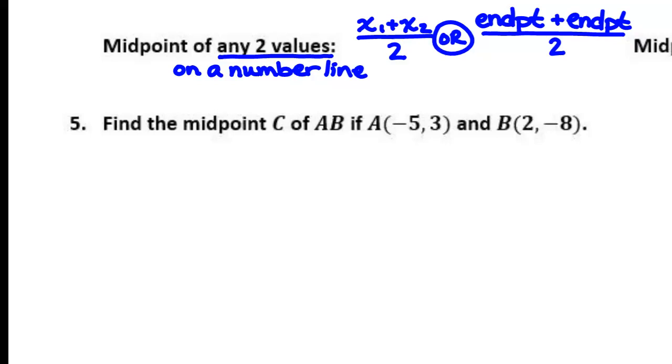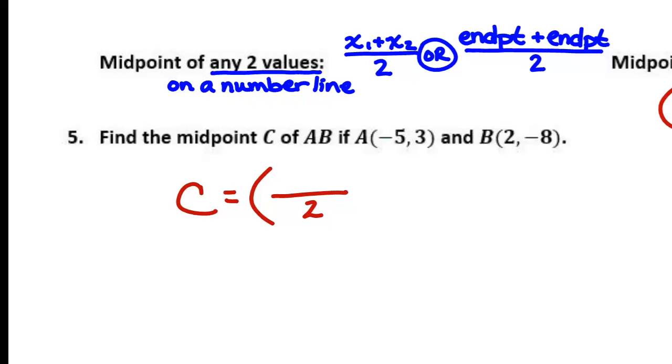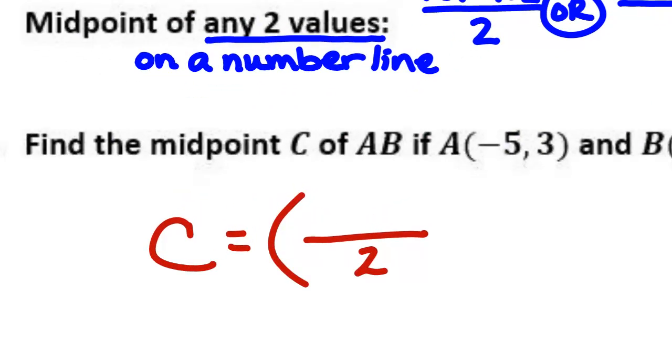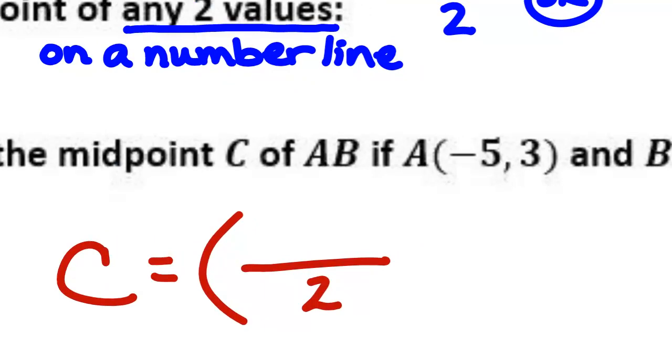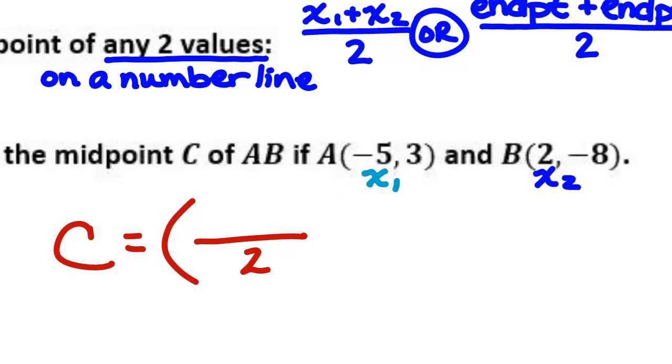Let's find point C. What do I need to do to find the x part of the ordered pair for my point C? -5 plus 2. That's my x1 and my x2. So -5 plus 2.